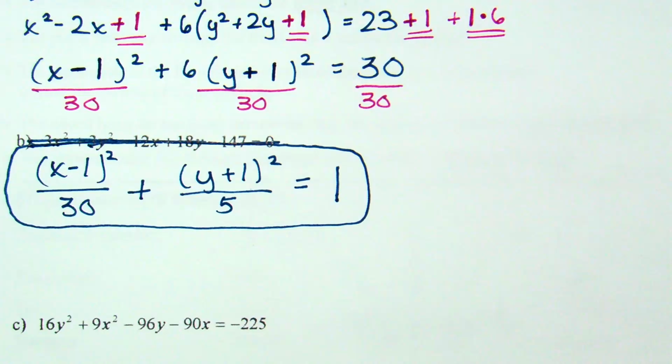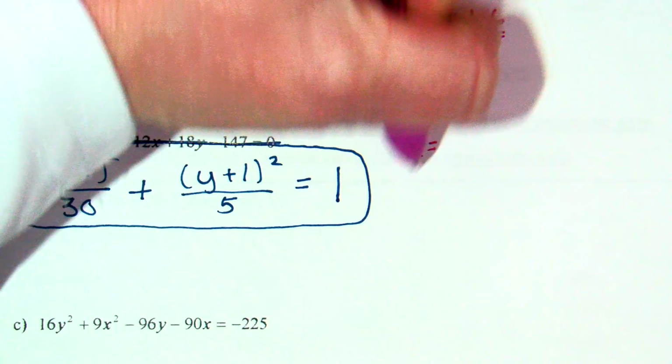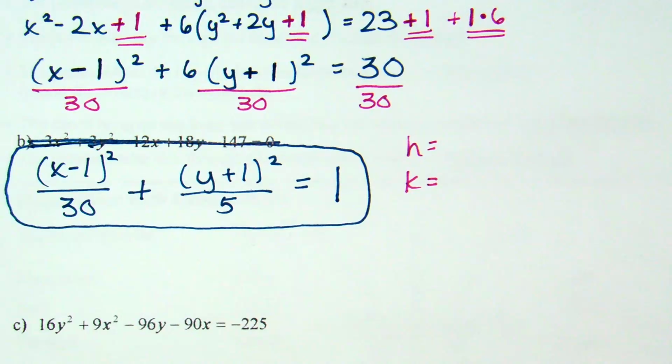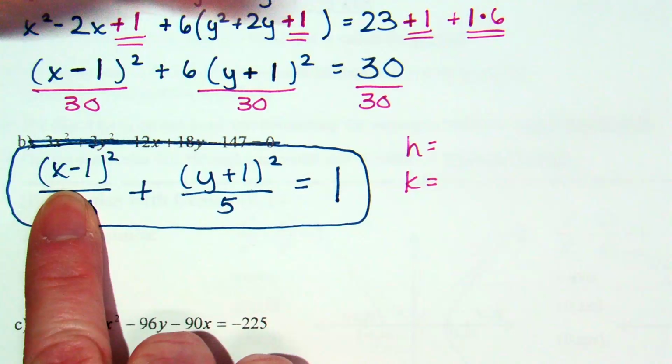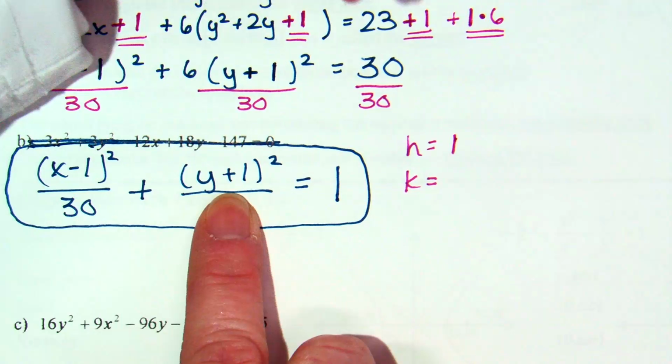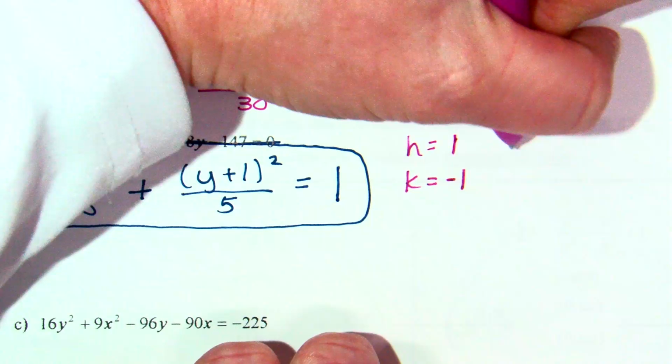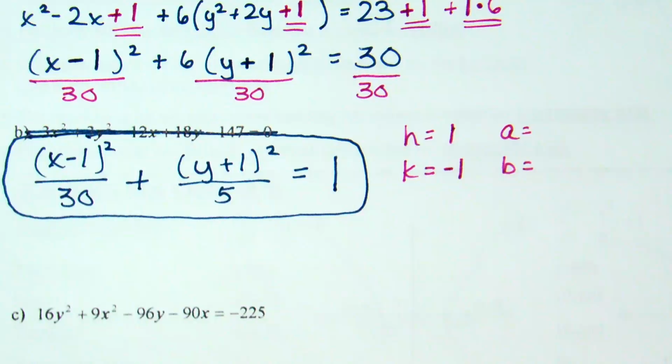Can you tell me here, I'm going to look at it, I know that, can you tell me H and K? Yes. H, negative, comes from X, so H is 1. K comes from Y, so it is negative 1. A and B.